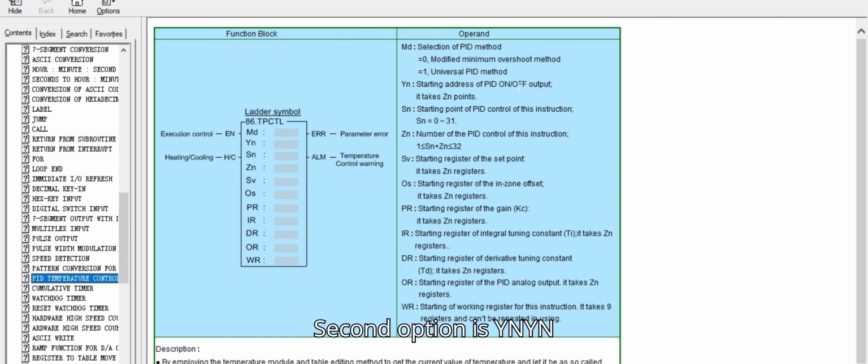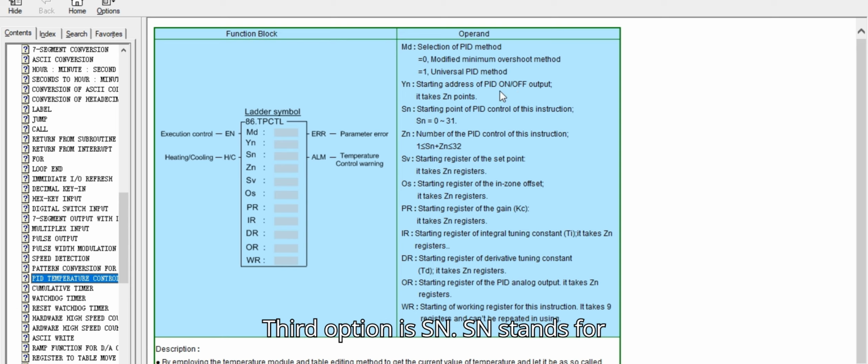Second option is YN. YN stands for starting address of PID on off output. We used Y10 PID output bit. Y10 is used as PID output bit.